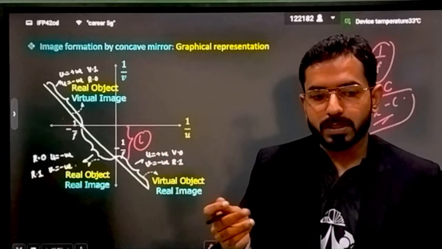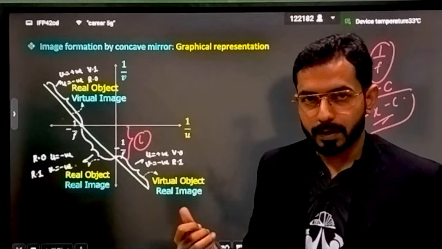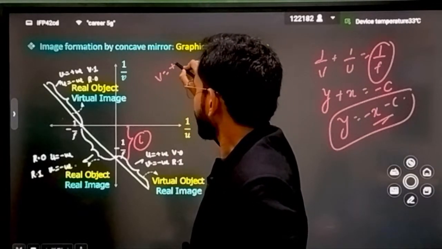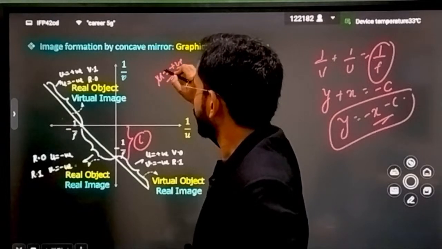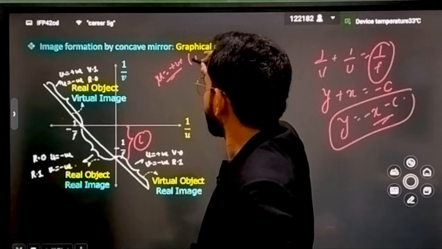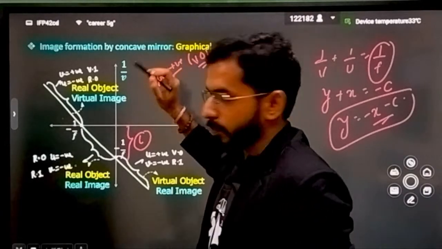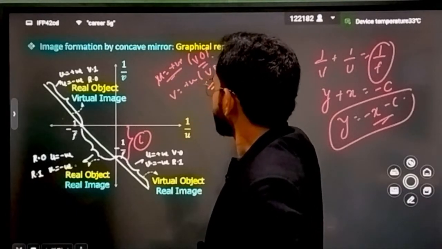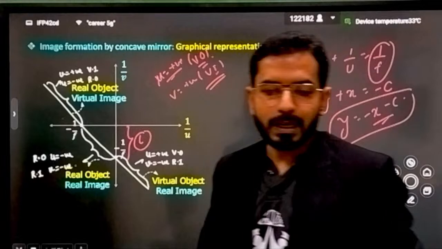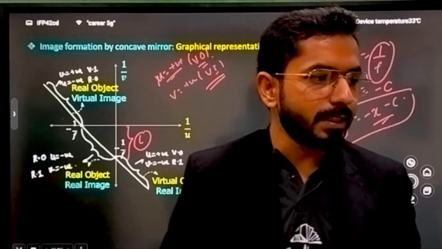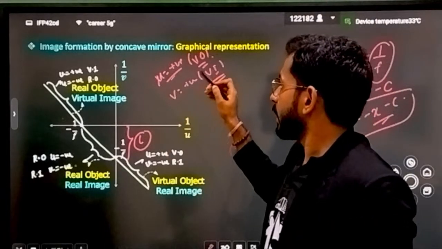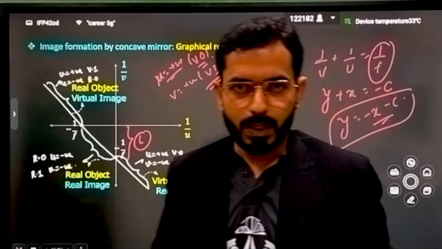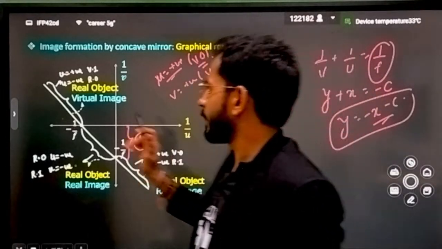I'll tell you which possibility you can never make in a concave mirror. First quadrant. What about u? U is positive, that means a virtual object. And v is also positive, that means a virtual image. That means in a concave mirror, you cannot create a condition for a virtual object to form a virtual image. Rest of the things you can make here.